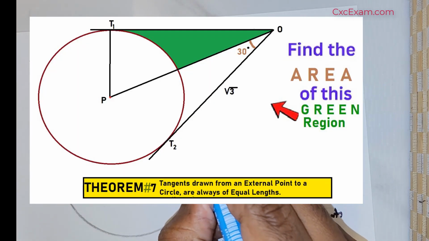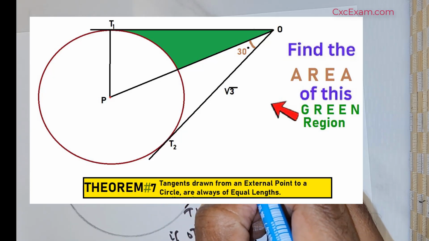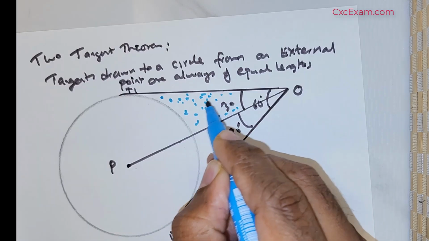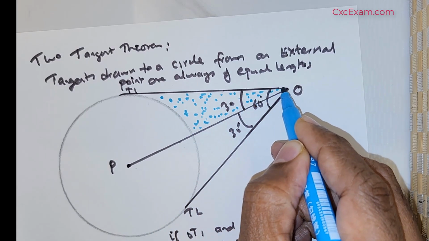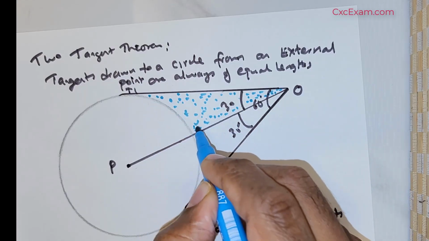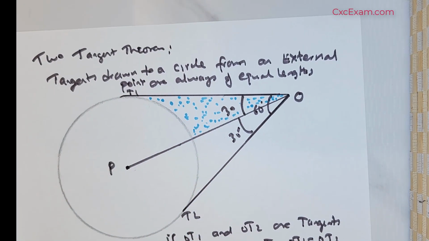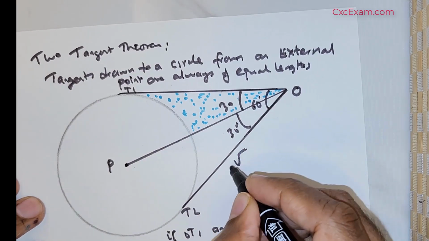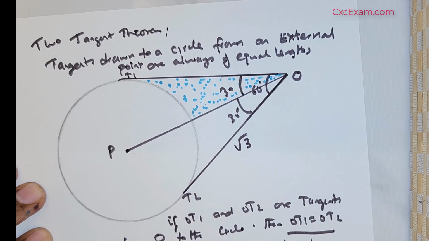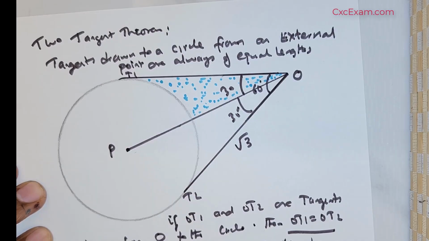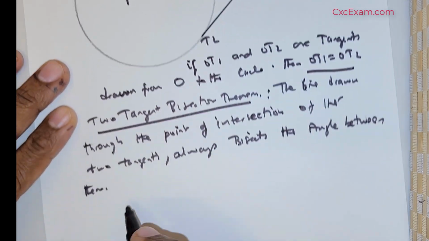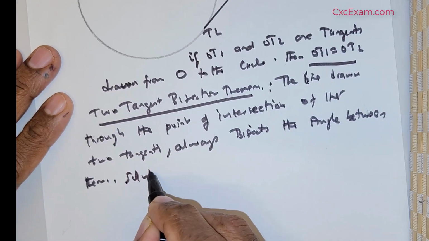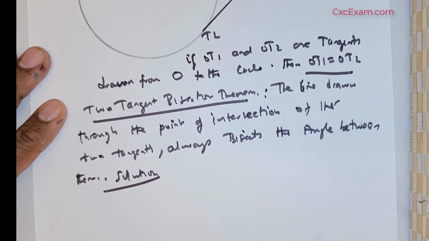Imagine we are asked to find the area of this region. Okay, the shaded region alone is required. We need to get this area. Having mentioned that, we are given OT2 to be root of 3. That is all we are given. So do you think it's possible for us to get this area? Okay, so by two-tangent theorem, let me do the solution here. You can pause the video and try.